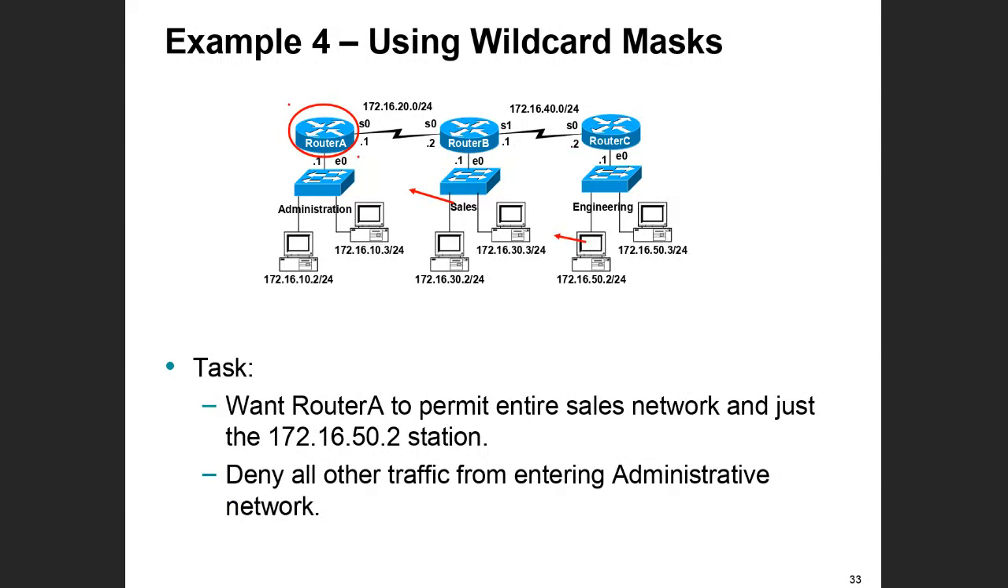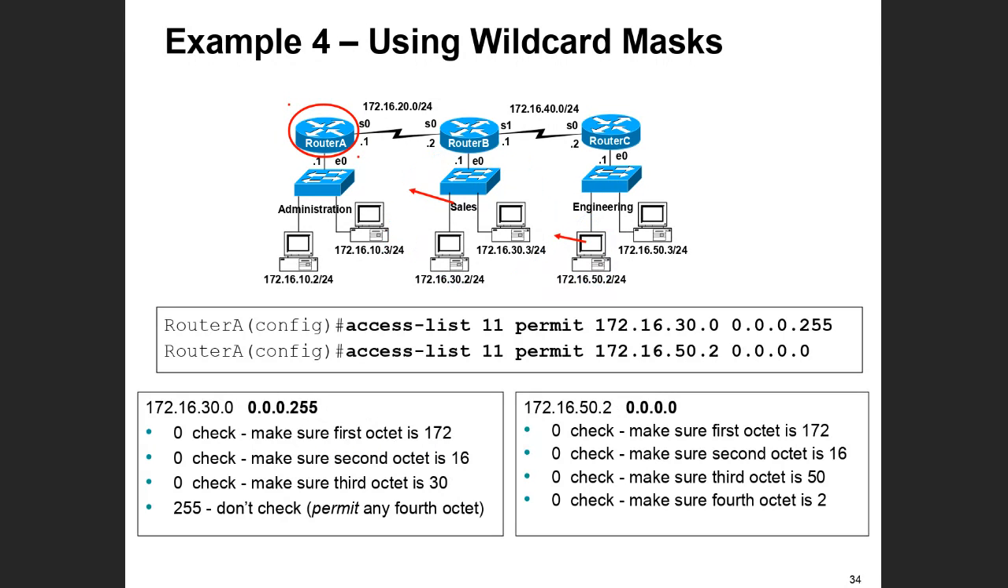Okay, now let's use this in our previous example. We want router A to permit the entire sales network, all of these guys, and just the engineering manager, just this workstation, to be able to go into the servers that are on the administrative network. Now, it would be cumbersome if we had to write down all these single individual addresses over and over again. They only showed 2 host machines here in the sales department, but what if there were like 25 of them? So we're going to use wildcard masks to use one line and match an entire network that could be dozens and dozens of machines.